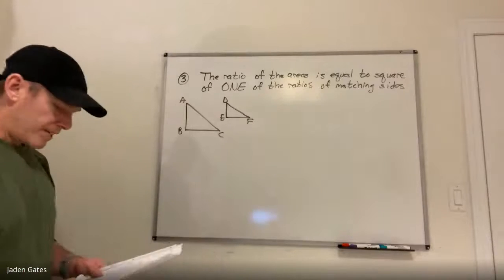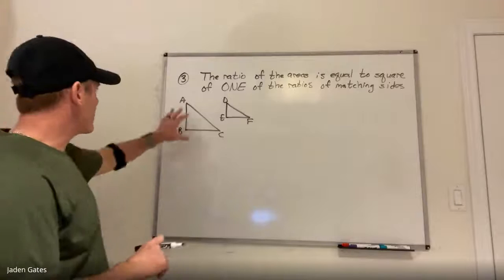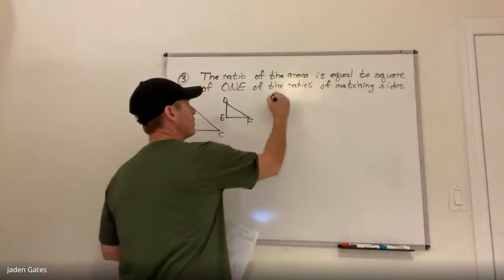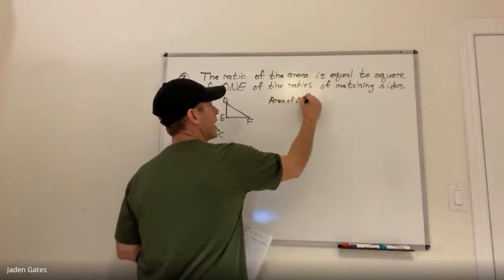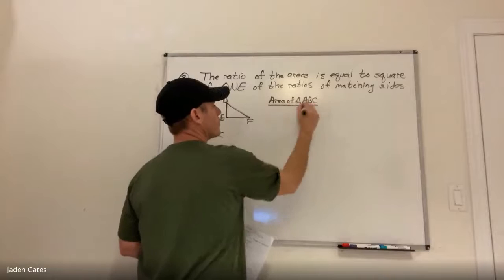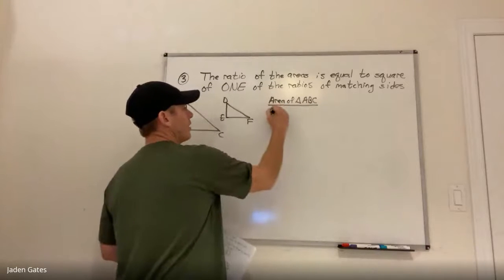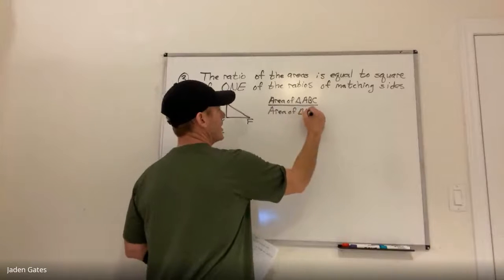All right, now if I take the ratio of the areas, I'm going to take the area of the big triangle, so area of triangle ABC, and because I'm doing a ratio fraction, I'm going to divide by the area of triangle DEF.